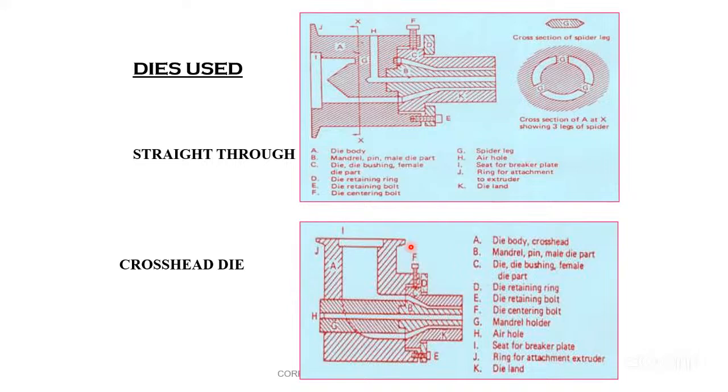So friend, this is a brief idea about a pipe die and a wire and cable die. Therefore, for wire and cable, which die are we using? Crosshead die. For pipe, we are using a straight through die. Remember this thing, these are very important. We should not use a crosshead die for pipe.